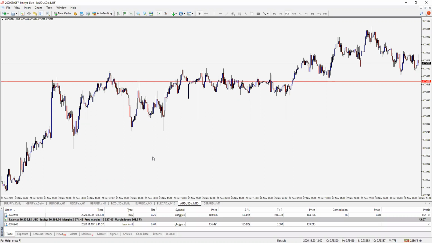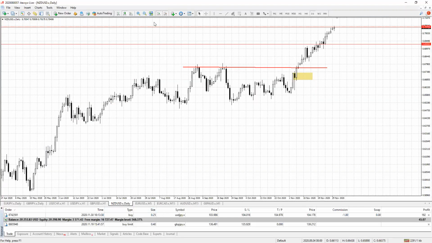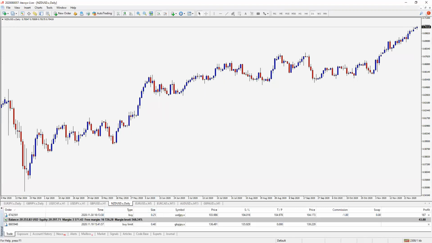Someone asked for the Kiwi against the dollar, right? Just set my template. Okay, you are more than welcome, Enrique.